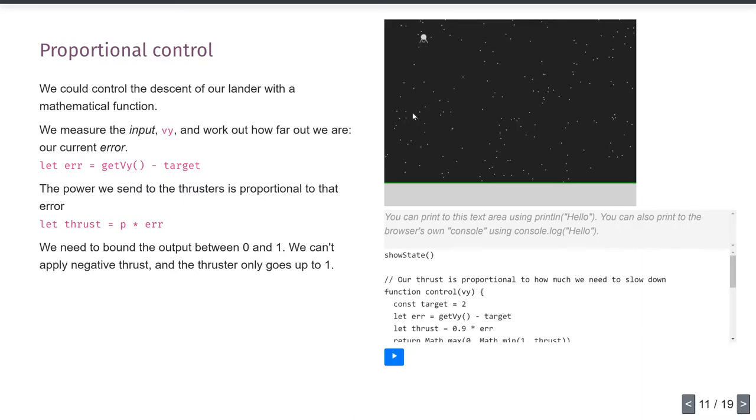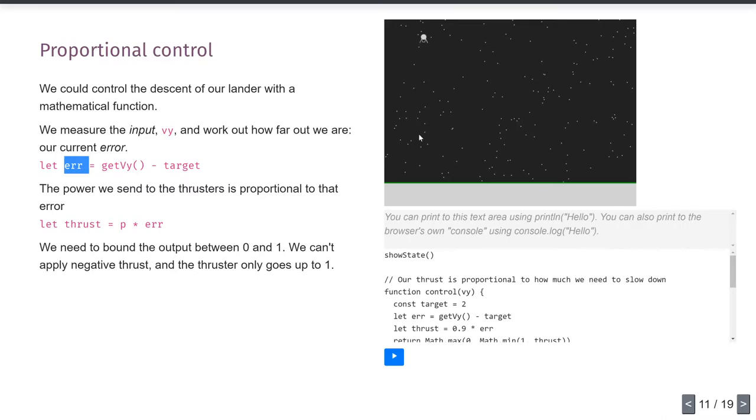So one of them is we could decide that we're going to do what's called a proportional control system. And so this is feedback control. We measure, we sense an input. How fast are we moving in this direction? And then we think about, well, okay, how fast do we want to be moving in that direction, some target. And the difference between those is the error, how far we are away from our target velocity.